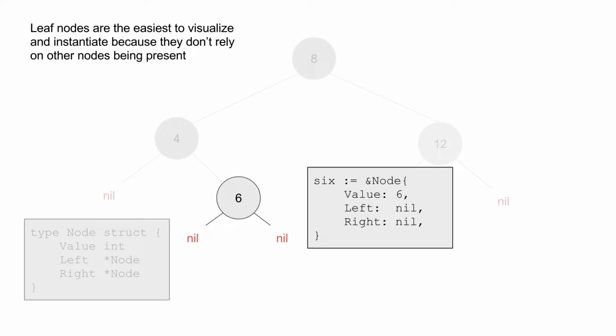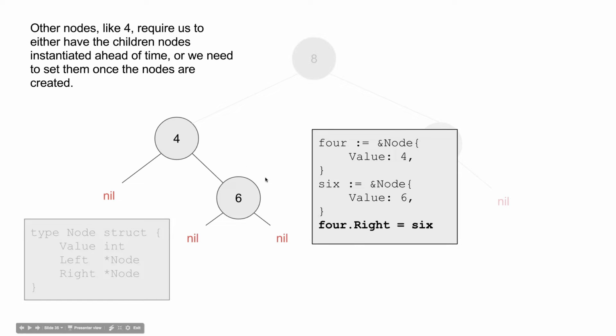The leaf nodes are the easiest ones to initialize and to visualize at first because they don't rely on other nodes being present. You can see here in this code snippet that we can construct this 6 node really easily because we just set the left and right to nil and we don't have to have any other nodes present.